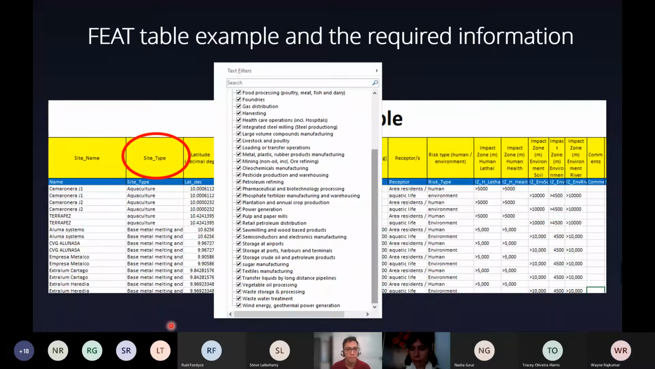Diego, yes. If you could post in the chat the location for the FEAT tables for Trinidad, that will be useful for us to peruse. Okay. We have the FEAT tables right now.